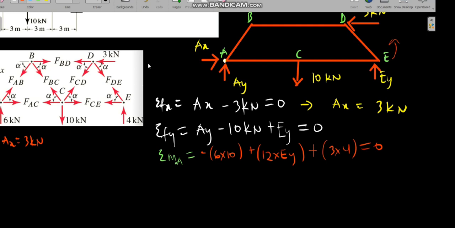And then let's go ahead and solve for the remaining. Looking at this, when I take this equation, I can't solve for it because there are two unknowns here. When I take this, I can solve for it because there's just a single unknown. So let's solve this. This will give me minus 60 plus 12 Ey plus 12. This should be equal to 0. So I'm going to add the minus 60 and plus 12. Minus 60 plus 12 gives me minus 48. So that will be minus 48 plus 12 Ey, which should be equal to 0.